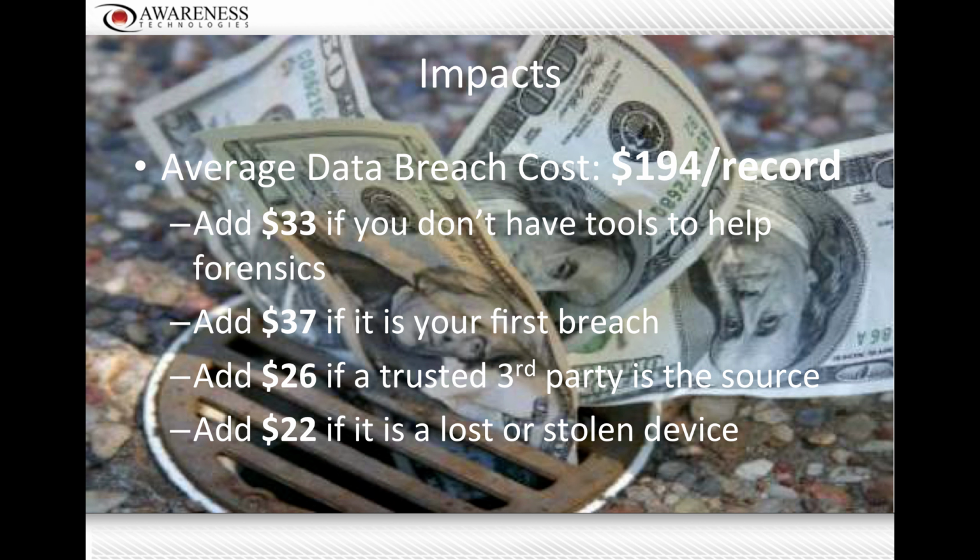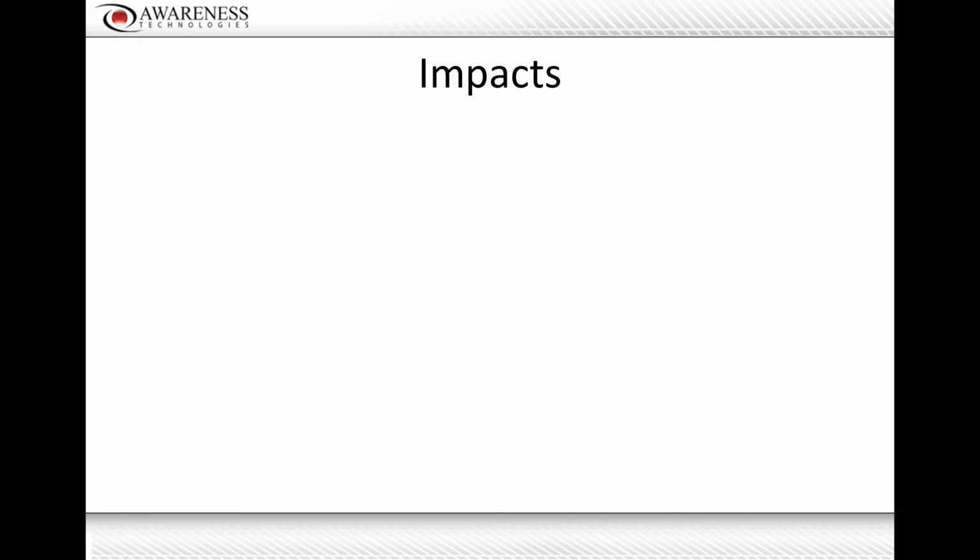And it starts breaking down some a la carte add-ons to your data breach costs. So you're going to add $33 onto that if you don't have a tool that helps you with forensics. You're going to add $37 onto it if it's your first breach, because you're going to spend a lot of time tracking down what happened and what you're supposed to do and how you're supposed to handle it. If it's a trusted third party that was a part of it, you can add another $26 onto that. And then finally, if it was a lost or stolen device that caused that, you can add another $22 onto that. So you can see that cost quickly adds up. And for a smaller organization, this can be something that can really, not just from a reputational standpoint, but from a financial standpoint, cause a lot of pain for your business.